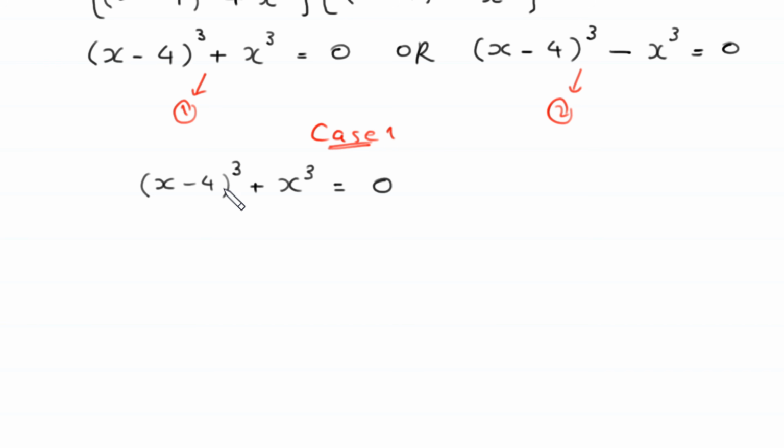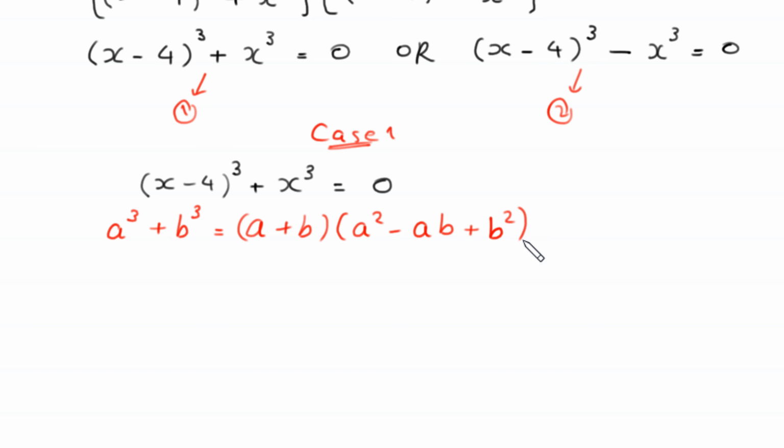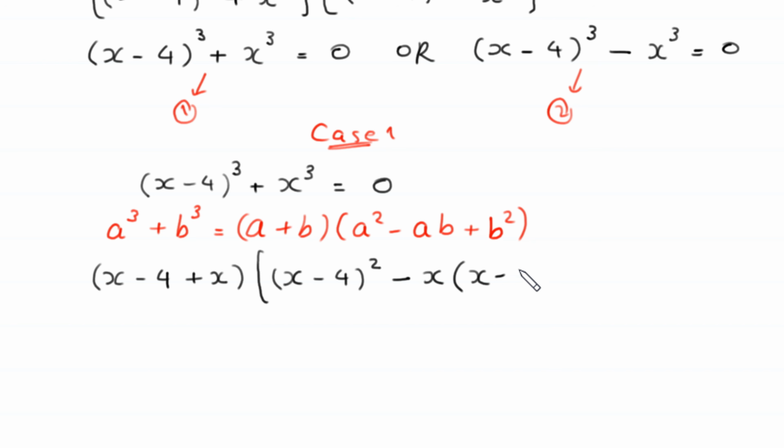In this expression we have a sum of cubes. So by using this algebraic identity, a^3 + b^3 = (a + b)(a^2 − ab + b^2), this expression will become (x − 4 + x) times ((x − 4)^2 − x(x − 4) + x^2) is equal to 0.